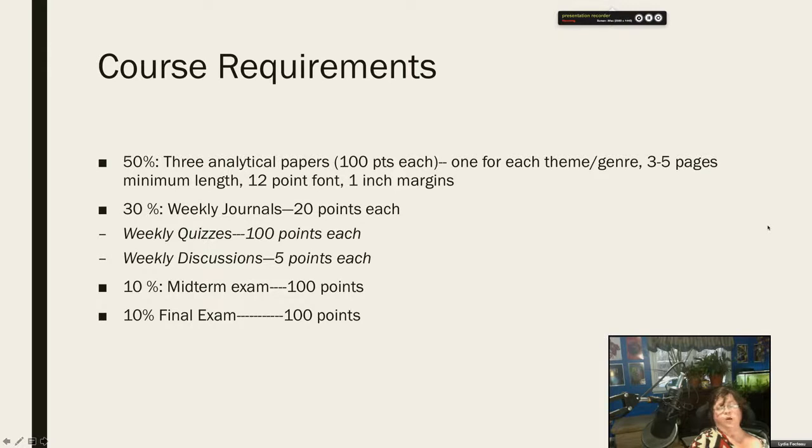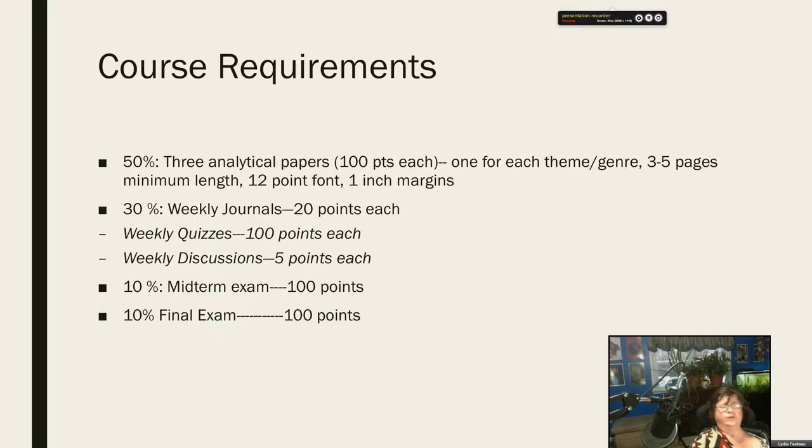Our course requirements are 50% of your grade comes from 3 analytical papers. They're worth 100 points each, one for each genre or theme. They're a minimum of 750 words, so 3 to 5 pages. We'll get more into them in just a little bit.